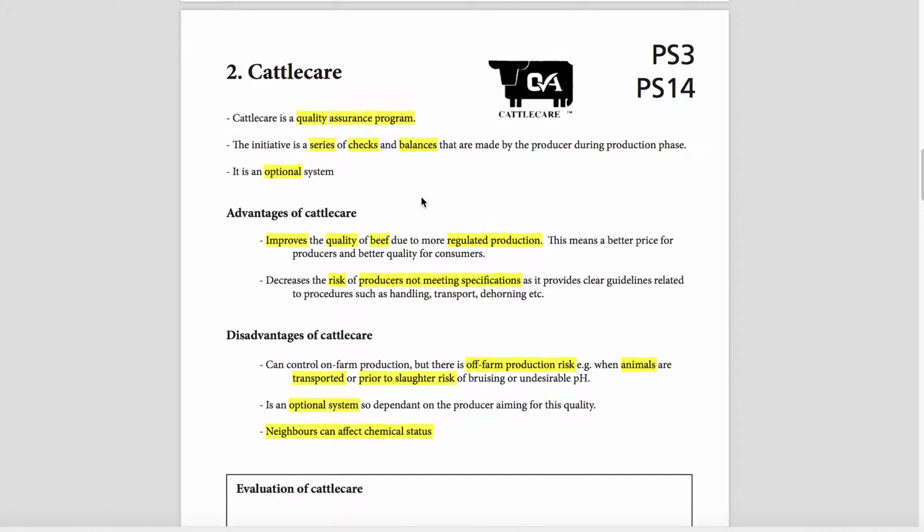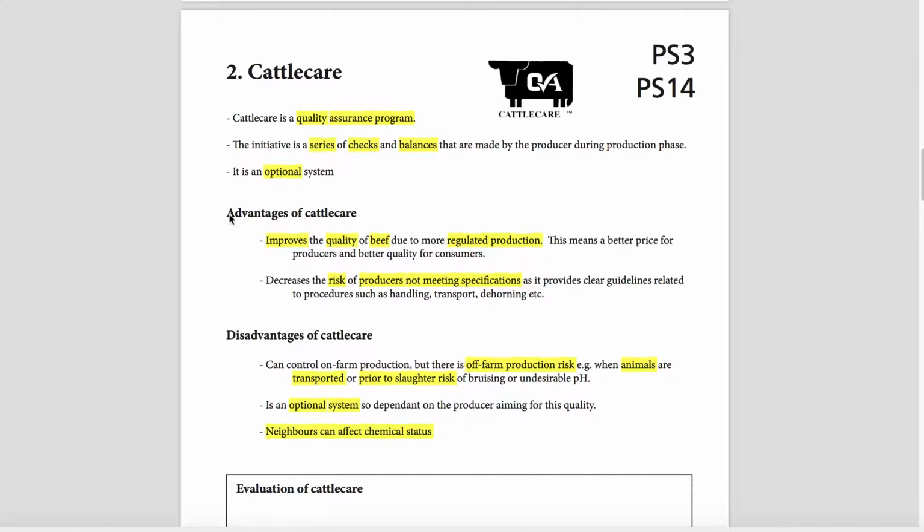Cattle care is a voluntary system called a quality assurance program. Now, it's basically a series of checks and balances, and it's a set of things that the farmers need to do and follow. They need to produce their cattle in a certain way, handle them in a certain way, give them certain chemicals and not other chemicals to make sure that they get to a certain quality.